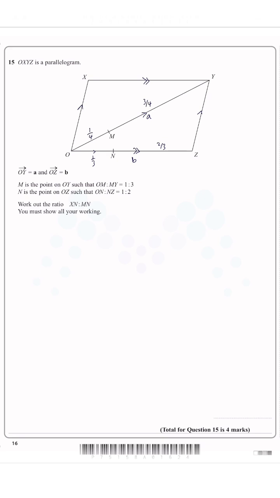And the question is asking me this: work out the ratio of NX to NM. So I need to find what XN is. I need to know what MN is as well. So I need to find them first.